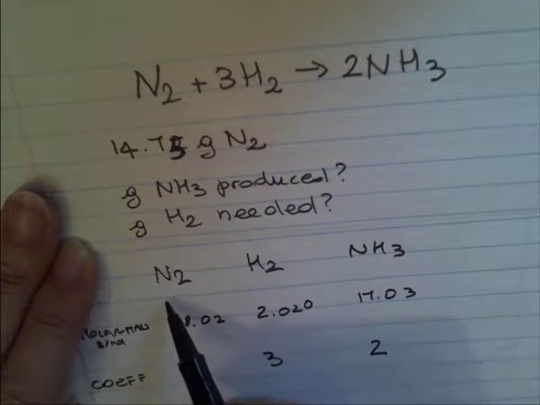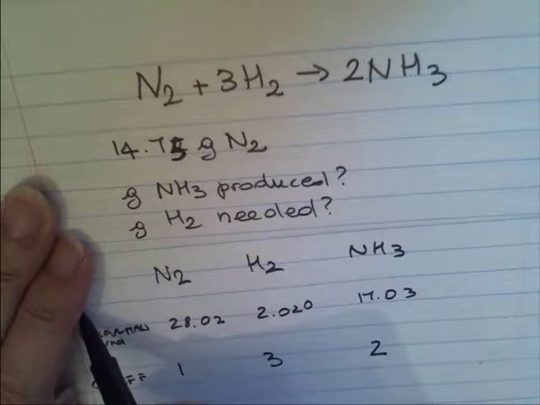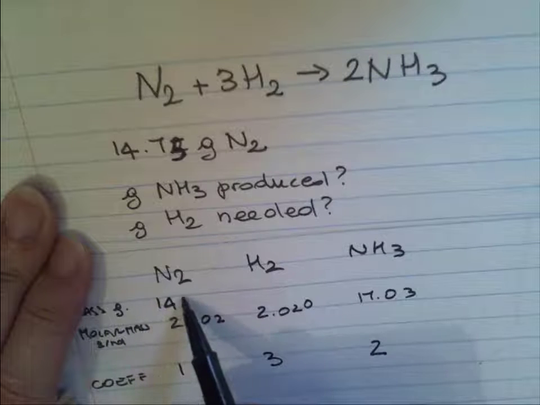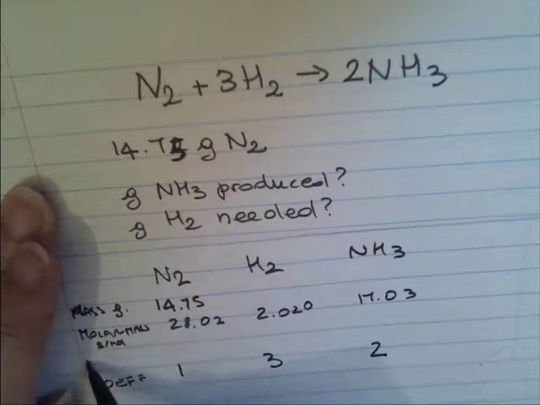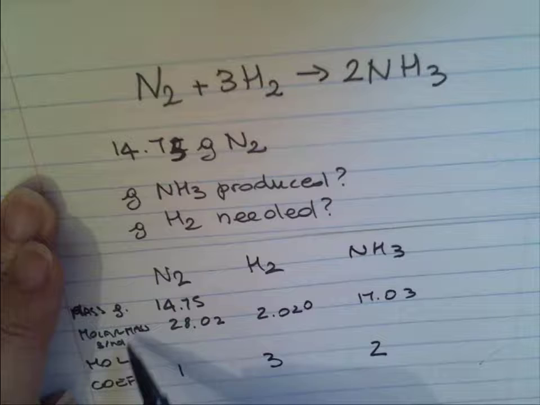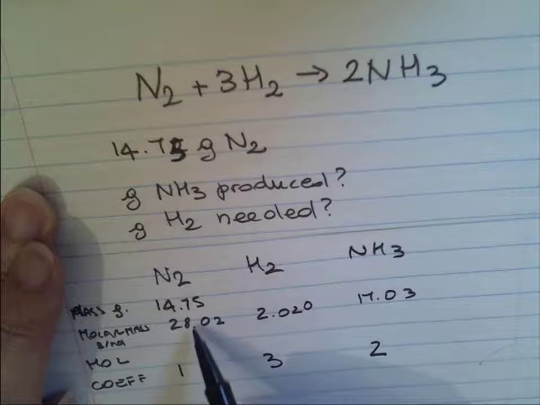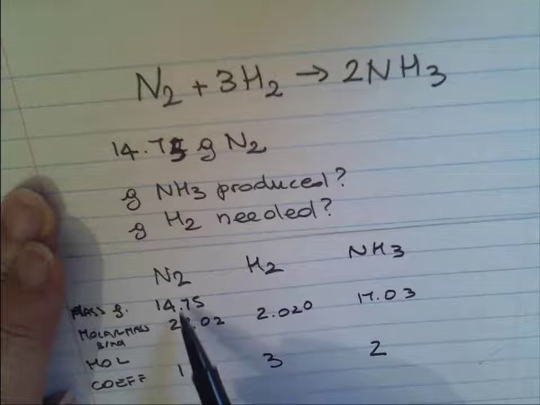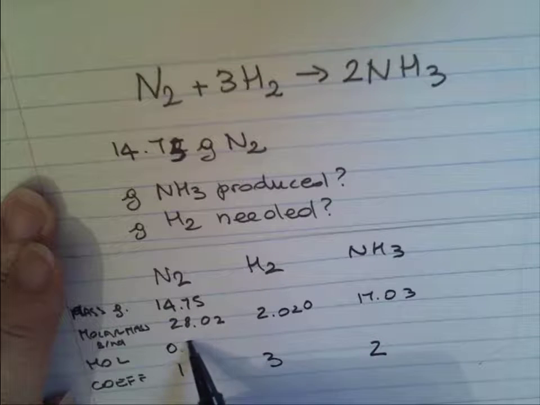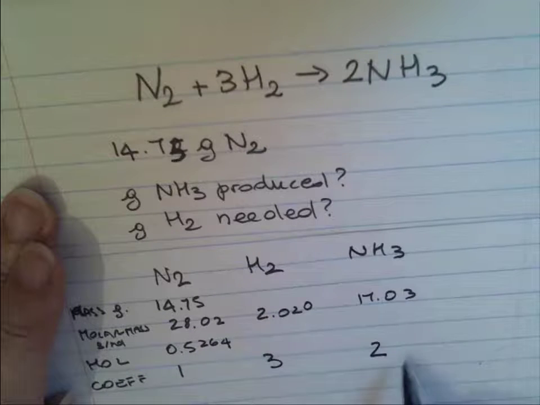Now I know that my data tells me that I have 14.75 grams of N2. So my line for the mass in grams is the first line. I'm going to place this here. It is very important that you fill in the rows in the exact order. So mass, molar mass, moles, and coefficients. At this point, I can easily calculate the moles of N2 by simply moving downward and dividing 14.75 divided by 28.02, which gives me 0.5264.